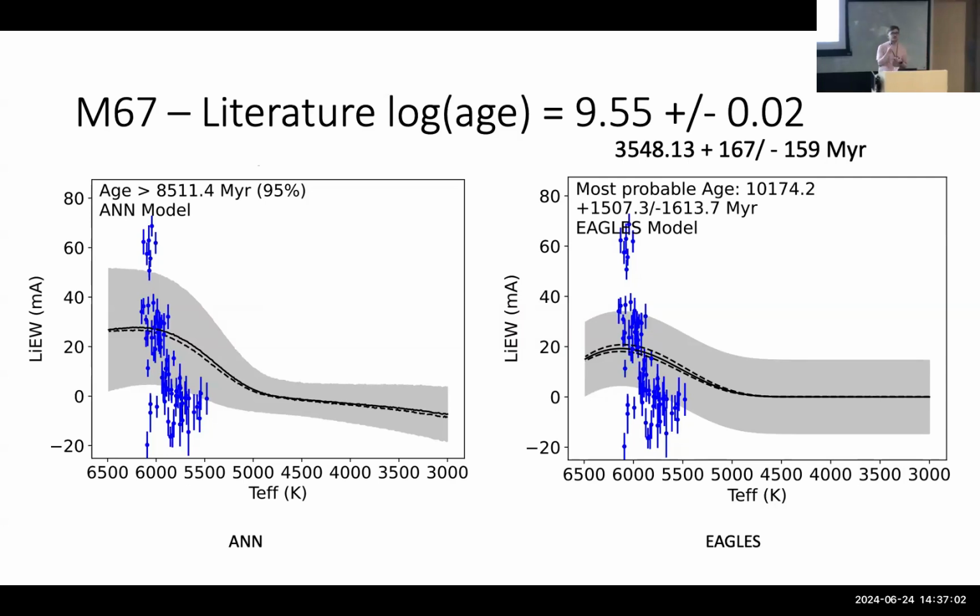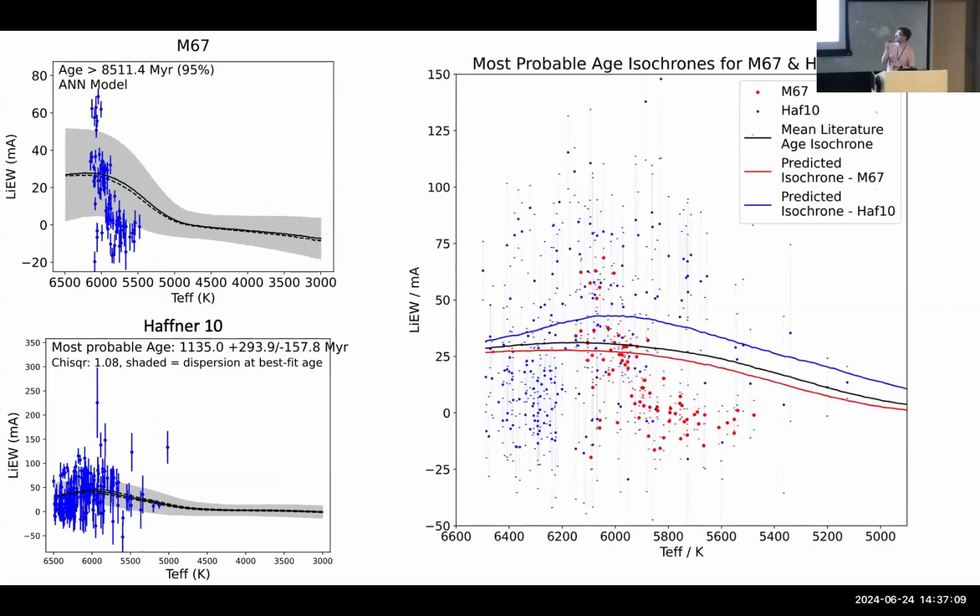This additional flexibility, although it's given us improvements, is still not enough to be able to fit those awkward lithium equivalent width isochrones. Both of these clusters here, Hafner 10 and M67, are almost exactly the same literature age at about 3.5 gigayears. And yet we're seeing very different age predictions from the model.